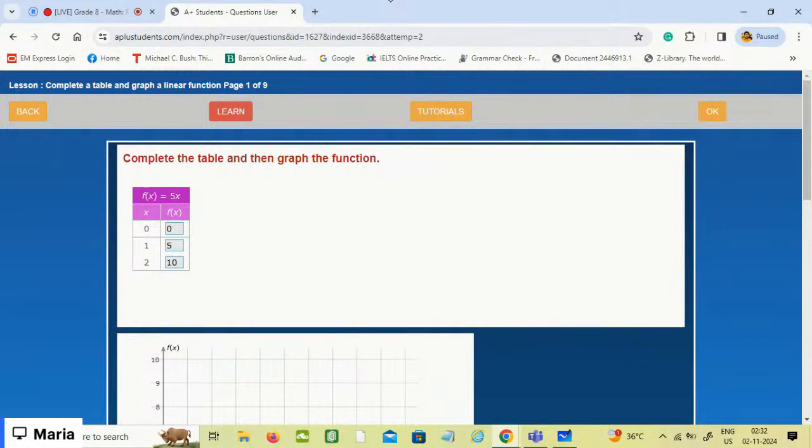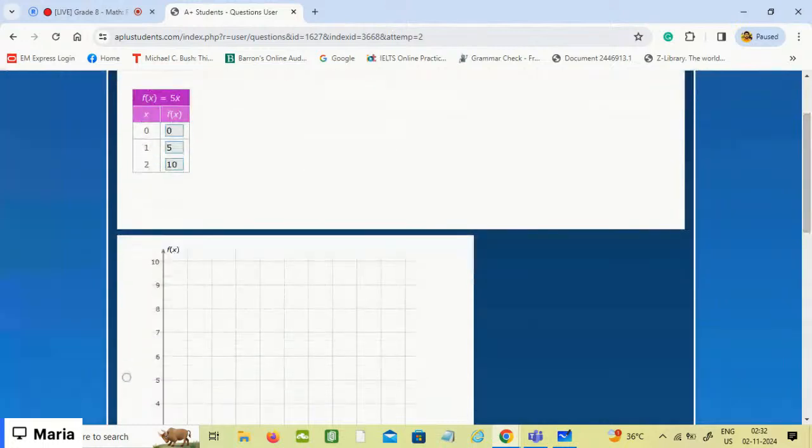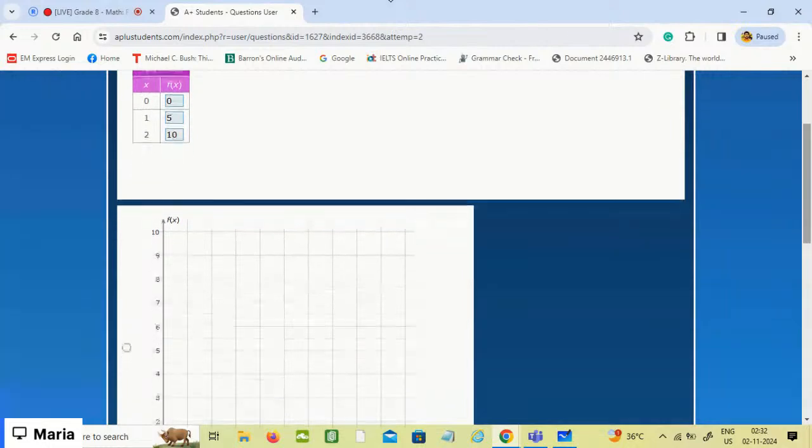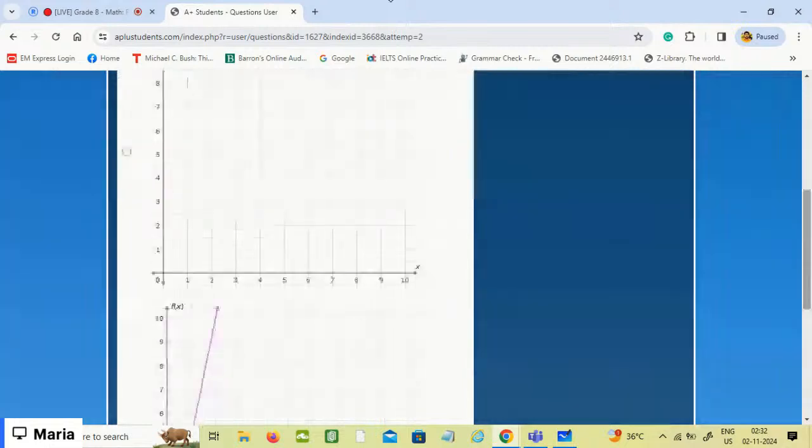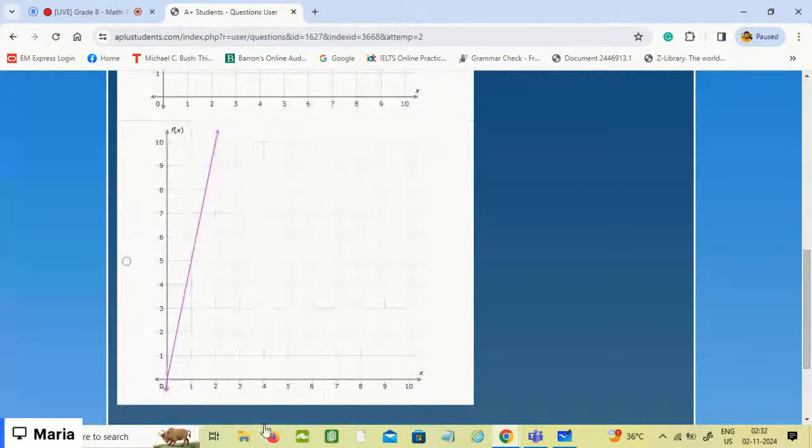Complete the table and then graph the function. f(x) equals 5x. You are given the table also, right? x equals 0, 0; 1, 5; 2, 10. You have to see 0, 0, 1, 5, and 2, 10. Option number 2 is the correct option.